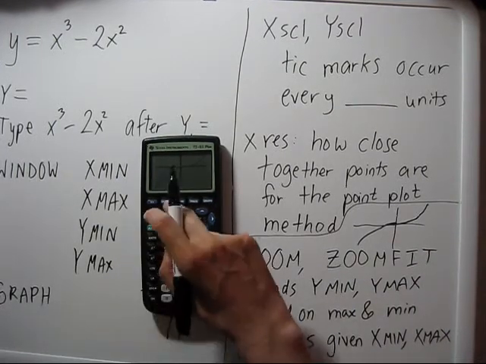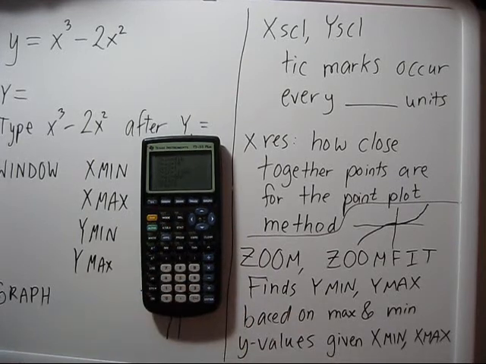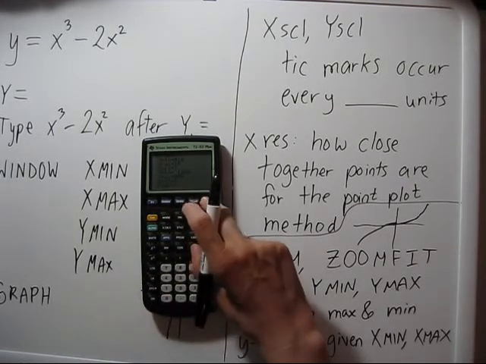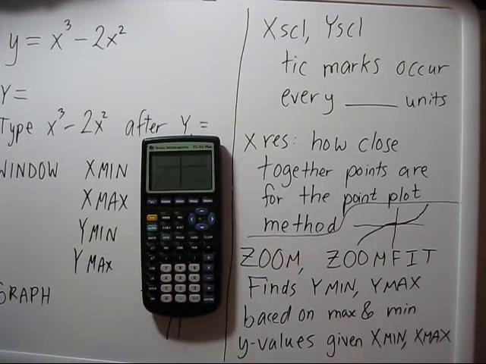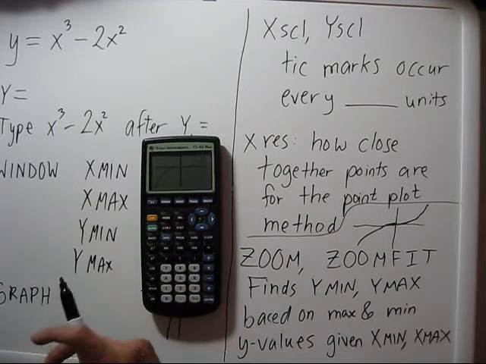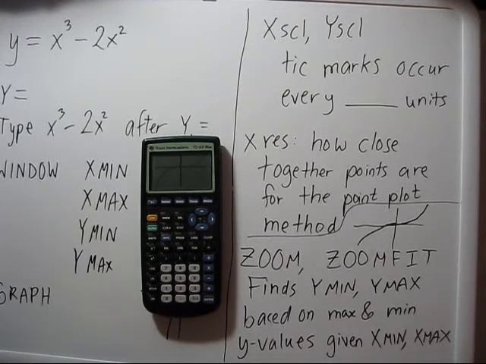Let's look at Y. Let's go look at the window. Your Y min is now negative 1200 and the Y max is 800. So what happened is the calculator found the maximum and minimum Y values from X being negative 10 to 10. And they're really, really big. And so it's so big that you can't see the little dip towards the origin.